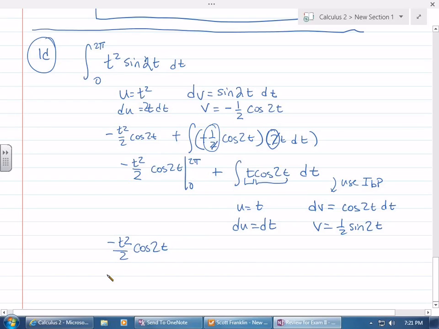I don't know if I can go ahead at this point. I haven't done it yet. I should have. I can plug in the 2 pi and the 0, right? So negative 2 pi.